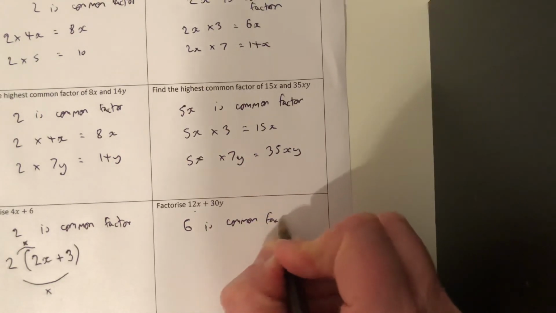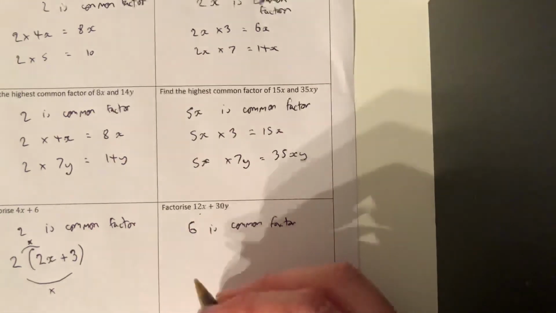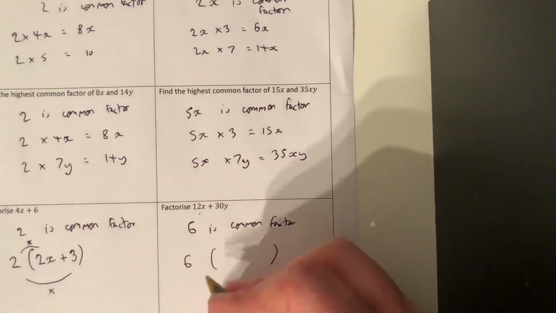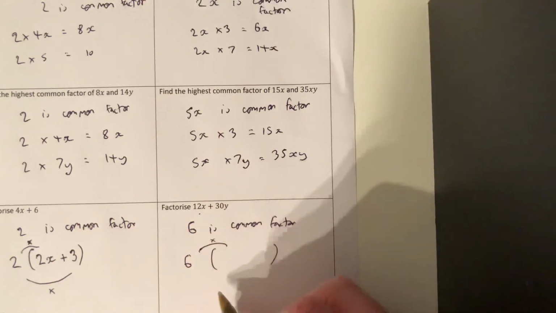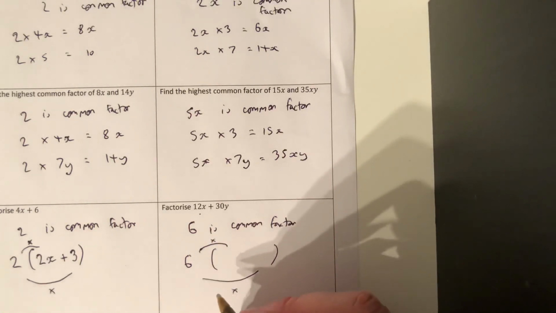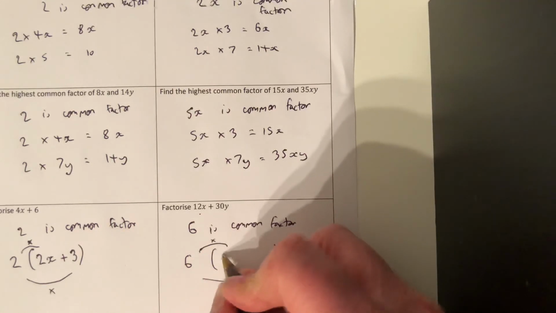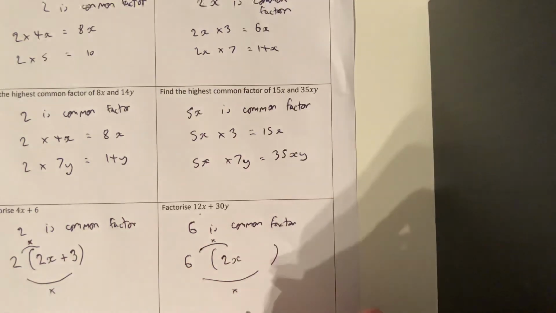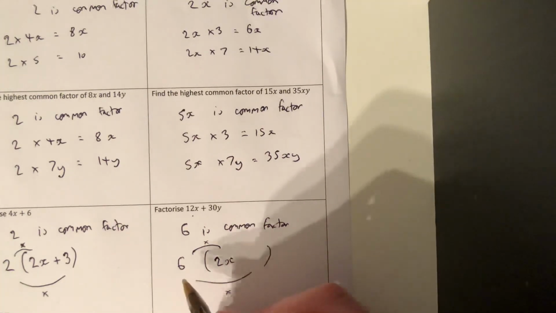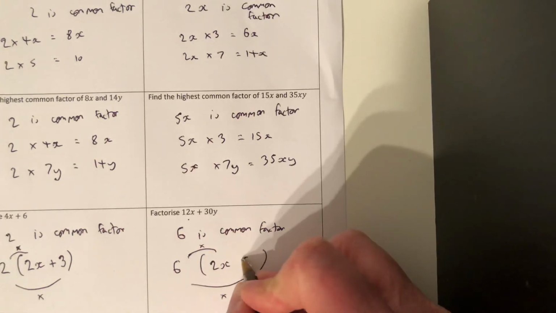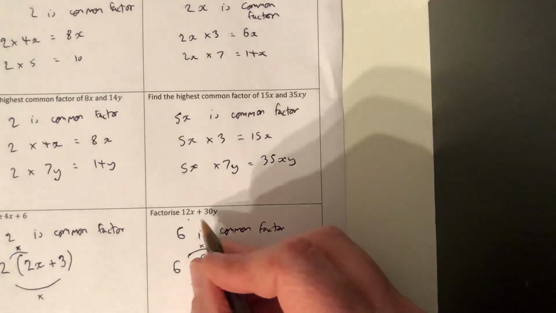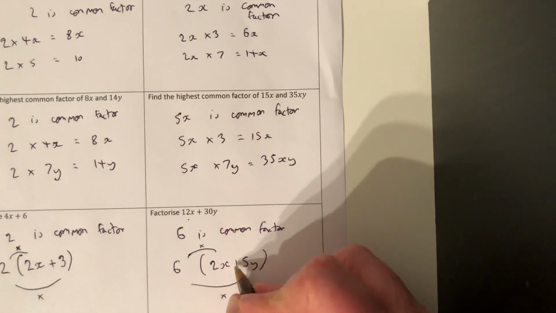So if we write down 6, 6 will go into 12x and 6 will go into 30. And if we just think about what we're going to times by here, 6 times what will give me 12x? Well, 6 times 2 will give me 12. 6 times 2x will give me 12x. And then 6 times what will give me 30y? Well, 6 times 5 will give me 30. 6 times 5y will give me 30y. And of course, I've just got the plus sign in the middle.